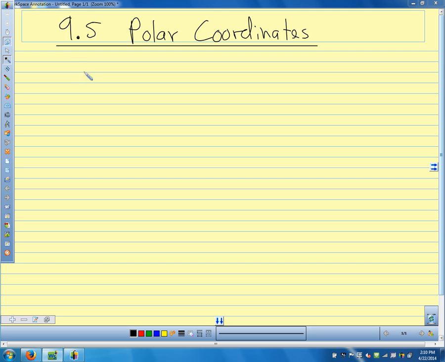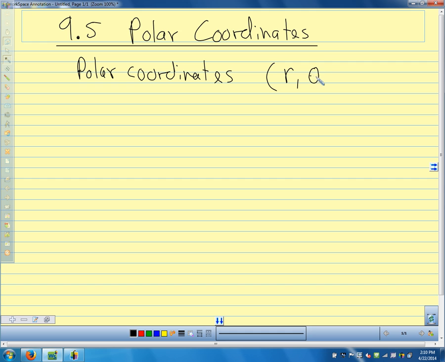So when we are using polar coordinates, instead of an x and a y, we use an r and a theta. And since we're dealing with r and theta, we get our trigonometry coming back. We get to see a little bit of trigonometry. So here's our point in polar coordinates. The coordinates are r and theta.